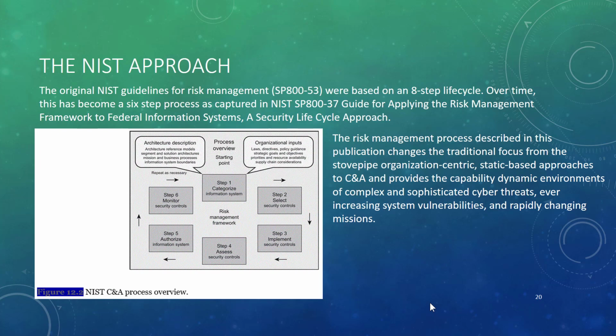Number 2, once we have that information, we move towards selecting security controls, implementing those controls, assessing those controls to see if they're accurate or not. And then once we have a full picture of what's going on in the system, we're authorizing that system for use, which means we have the ability to not authorize that system.